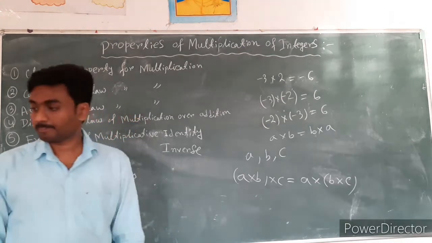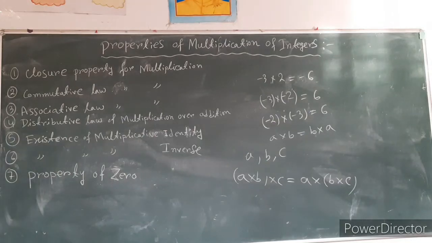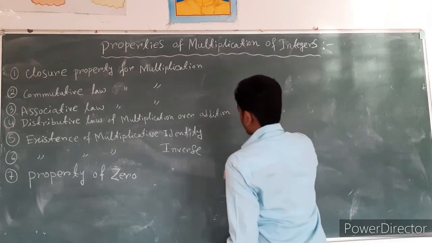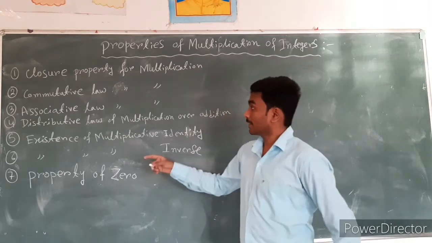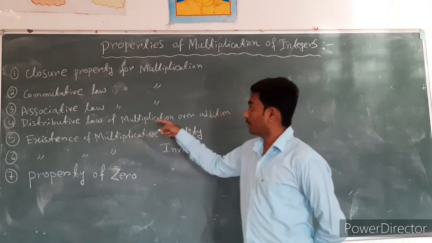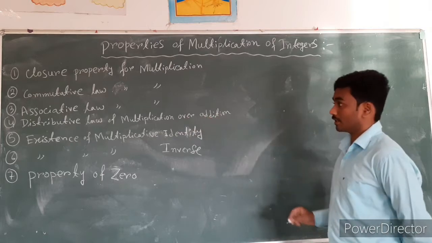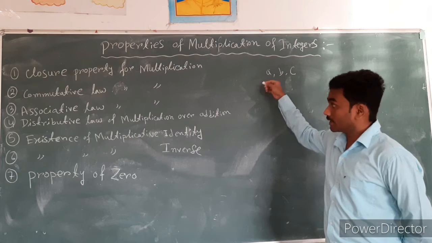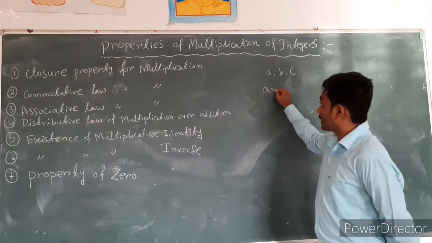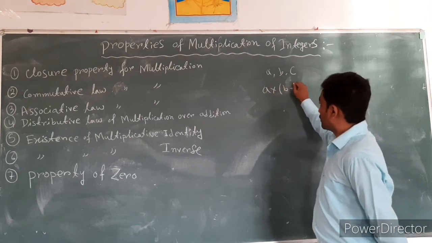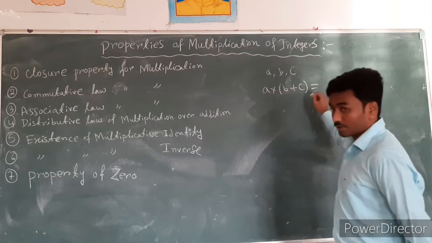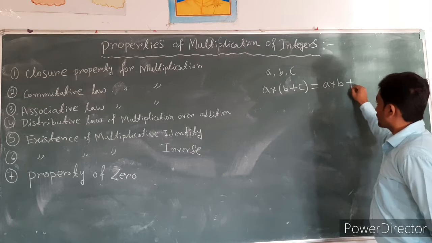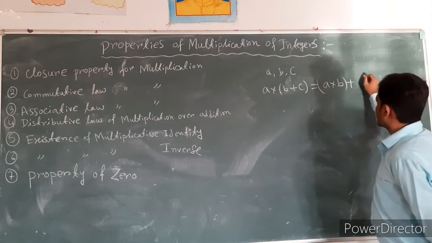Next property, distributive law of multiplication over addition. That is, if a, b, c are any 3 integers, then a cross (b plus c) is equal to a cross b plus a cross c.